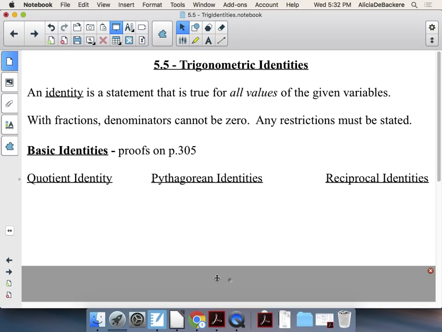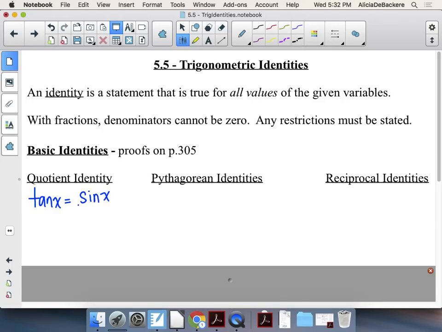The first one is our quotient identity. And our quotient identity tells me that tan x is the same as sine x over cos x. This is true. So you could take any number for x, plug it into the left side, write down your answer, and then take that same number for x, plug it into the right side, and your answer would be the same. I can also see that on Desmos.